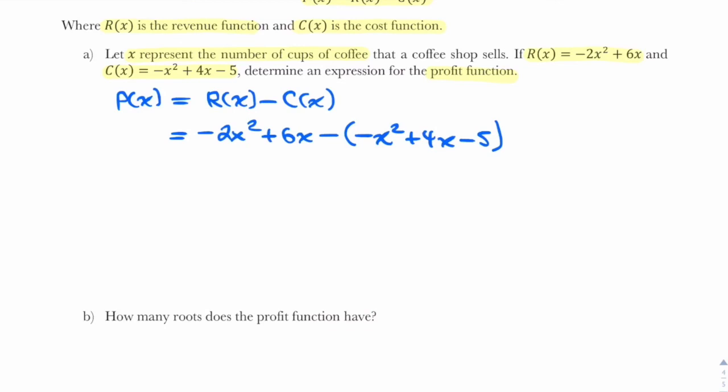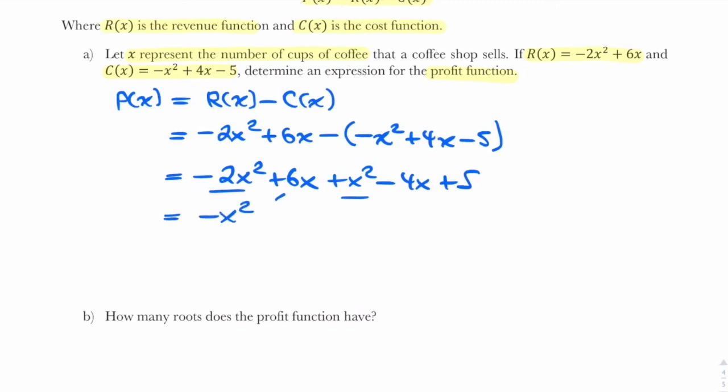And now we'll just simplify by collecting like terms, just like we did way back in Unit 1. So we've got -2x squared plus 6x. Distributing the negative now into the brackets, you get +x squared take away 4x plus 5. And at this point, you just collect your like terms. So we add up the x squared to get -x squared. Add up the x's to get +2x. And you have just the 5 on its own. And there you go. That's going to be a simplified expression that represents the profit in this example.